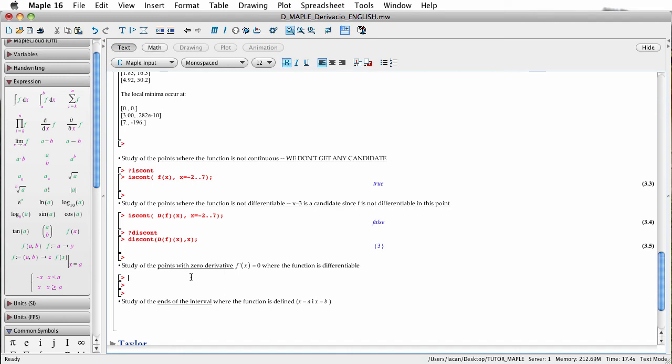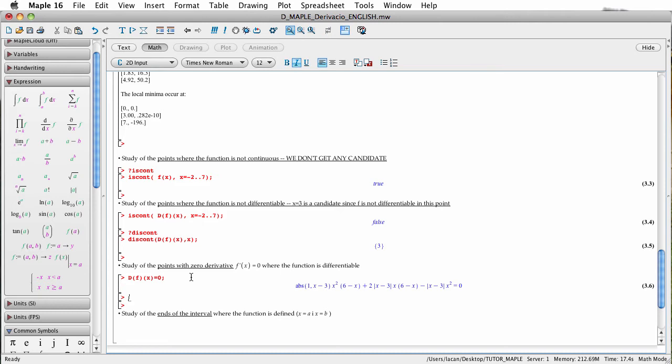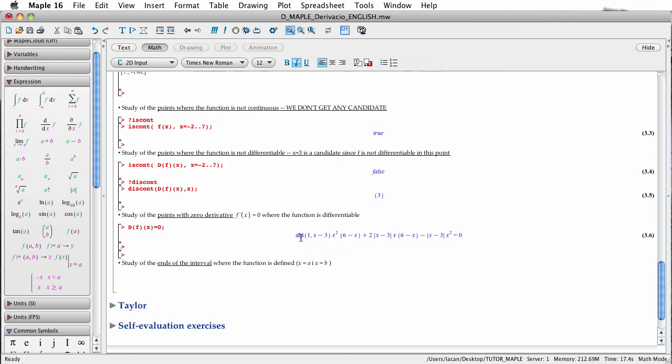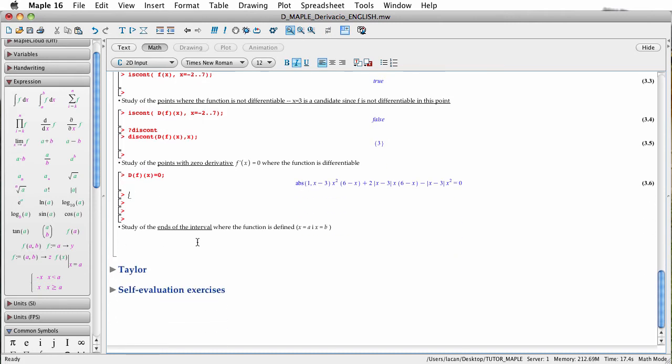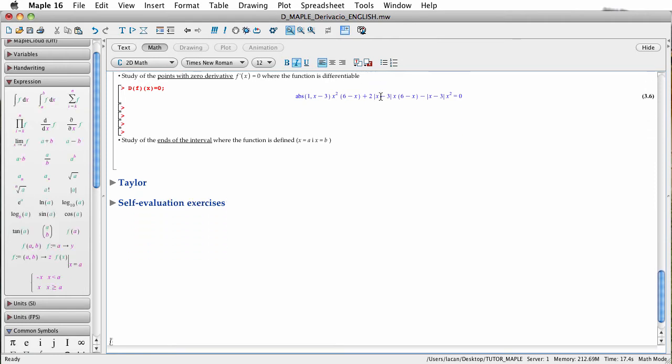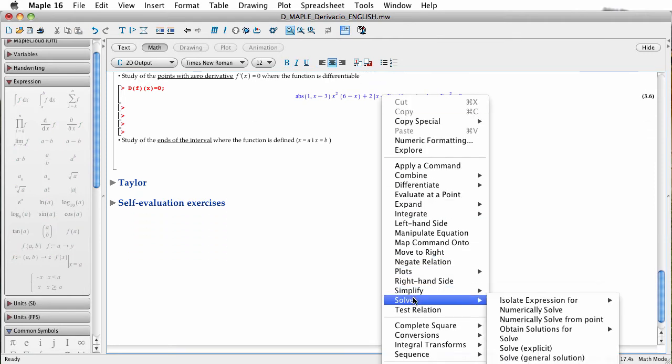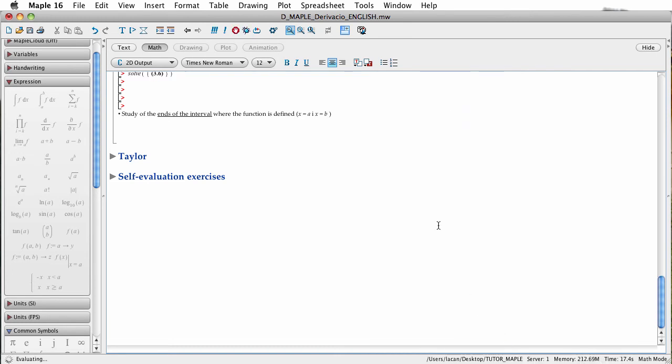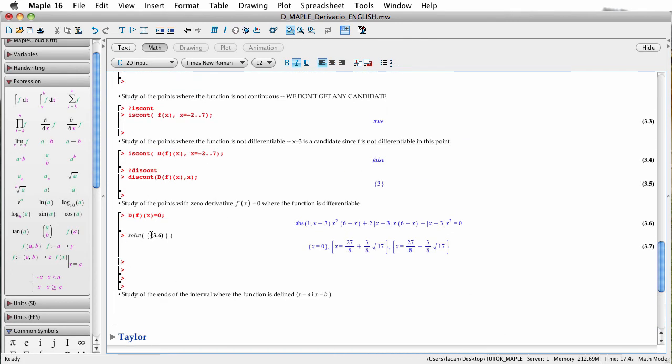So what we want to do is solve this equation. Derivative of x equal to 0. And this can be done really easy using the context sensitive menus. You just right click, solve, solve. So when asking for the solve command, we get 3 candidates. You can also evaluate this, Control C, Control V.